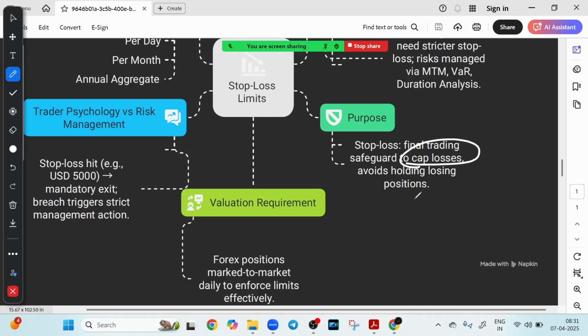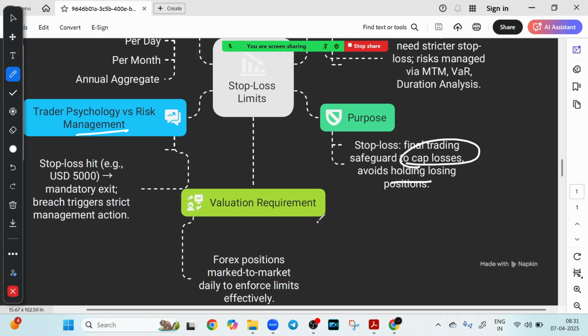The other thing it does is avoid emotionally driven holding on to a bad trade. It stops you from holding a position which is a bad trade. Think of it like an emergency brake in a high speed trade. If you look at trader psychology versus risk management, let's face it, traders are human, but emotions should not rule decisions. A stop loss forces discipline. Hit the limit, say $5,000, and you must exit. No excuse. If you don't, strict management action is enforced. That is how risk is kept in check.